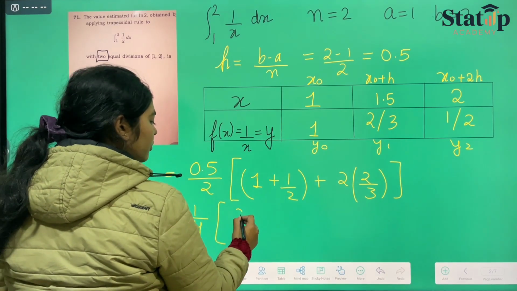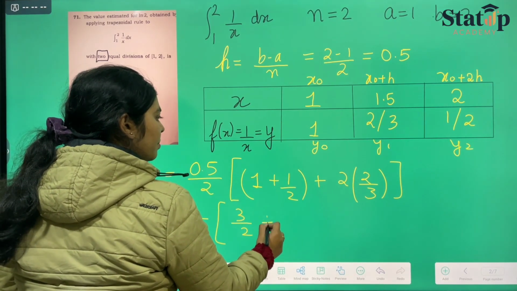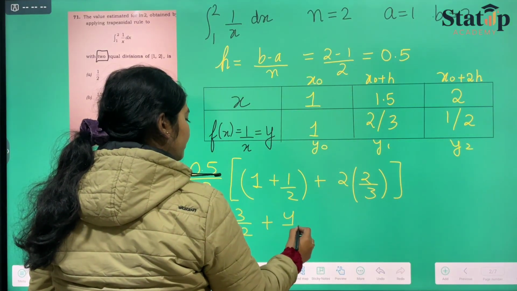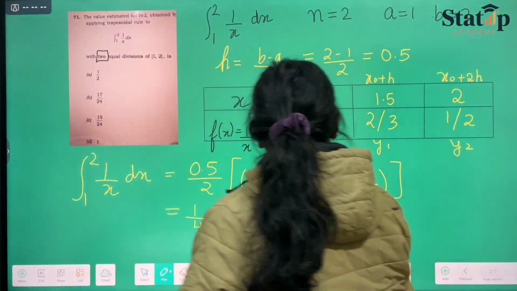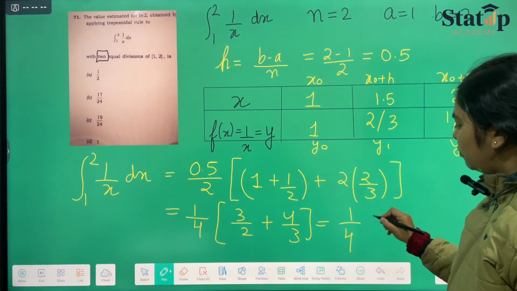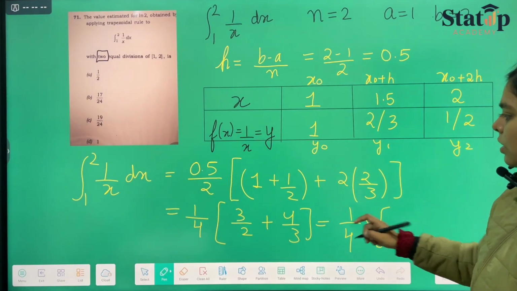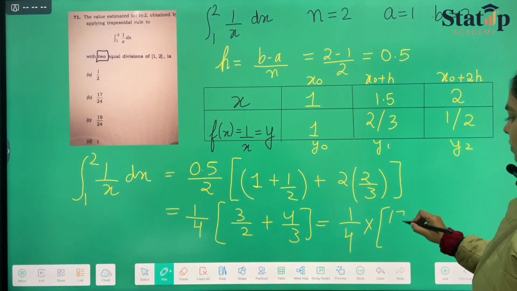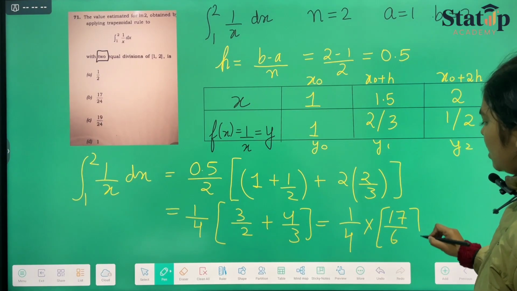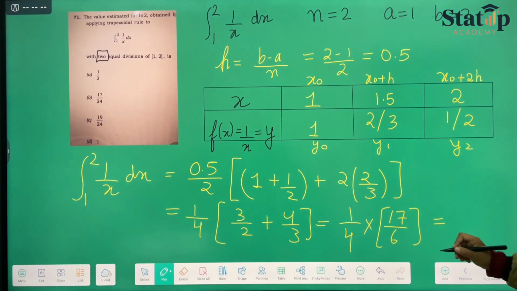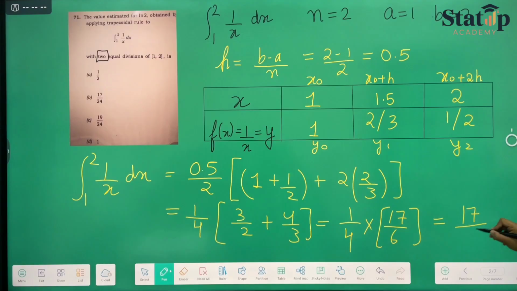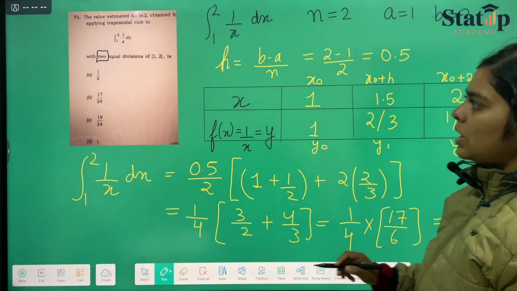1 plus 1 upon 2 will be 3 by 2, plus 4 by 3. If we add both of them, we will get 1 upon 4 into (9 plus 8), which is 17 upon 6. And 1 upon 4 into 17 upon 6 will be 17 upon 24, which is our option number B.